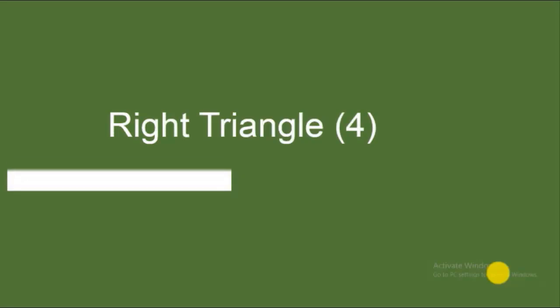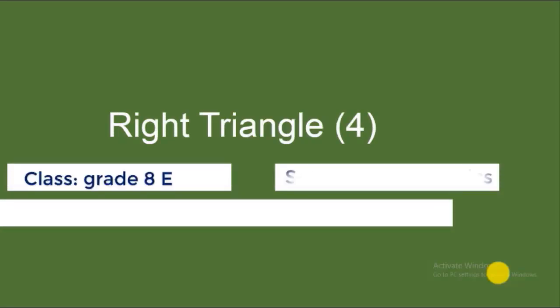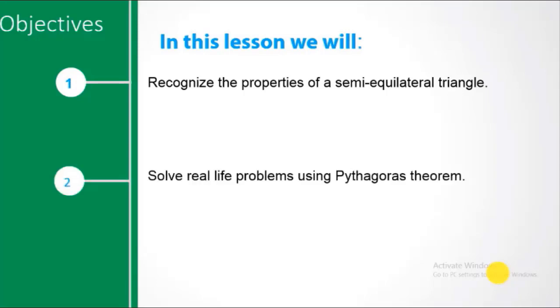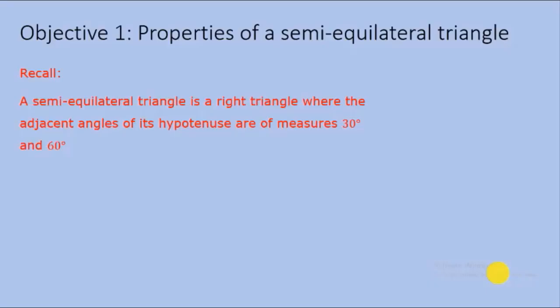Triangle part 4, grade 8 English. We have two objectives. In this lesson we will recognize the properties of a semi-equilateral triangle and we will solve real-life problems using Pythagoras Theorem.